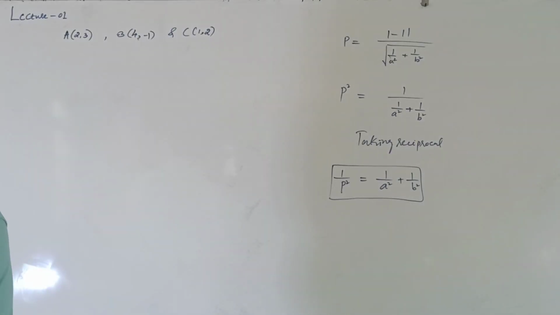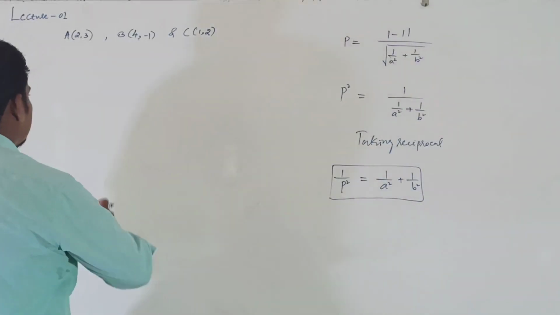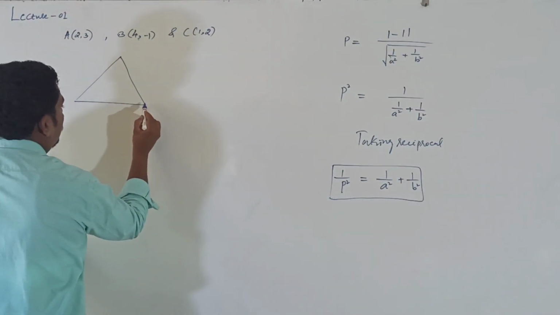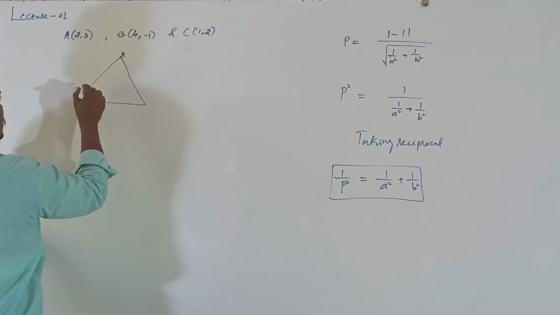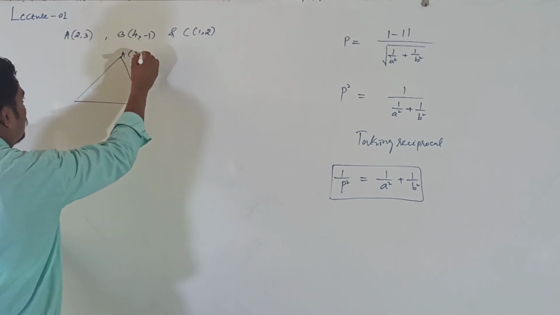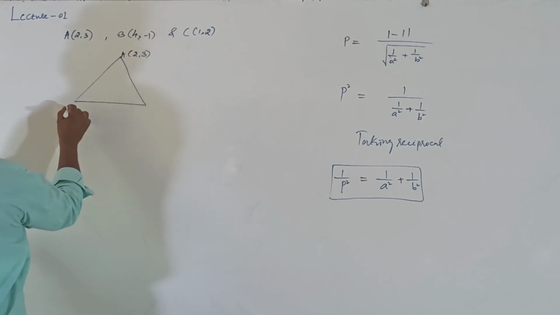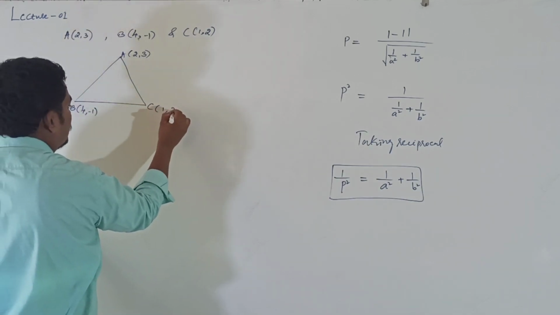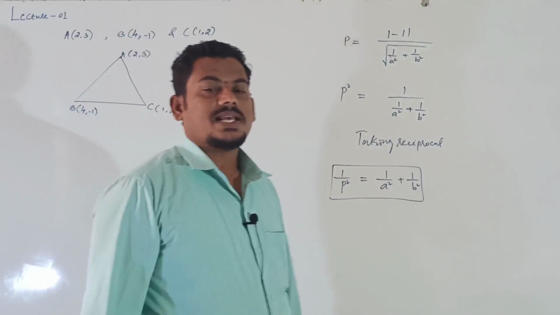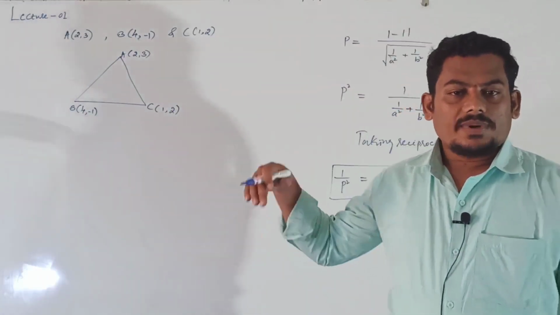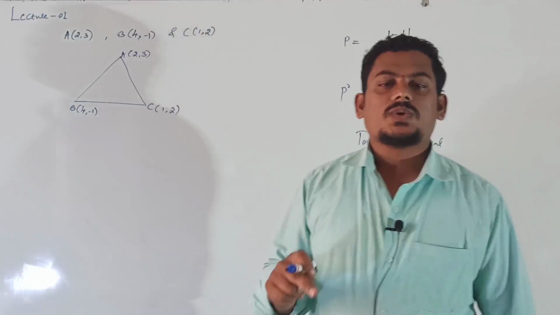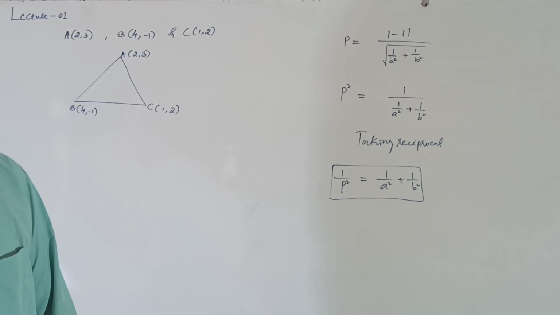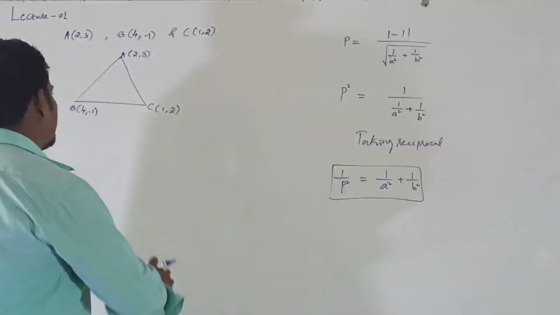Already you know the definition of altitude of the triangle, right? A is 2, 3, B is 4, -1 and C is 1, 2. These are the vertices of the triangle. We need to find the length of the altitude through vertex A, right? Length and equation of the altitude through vertex A.